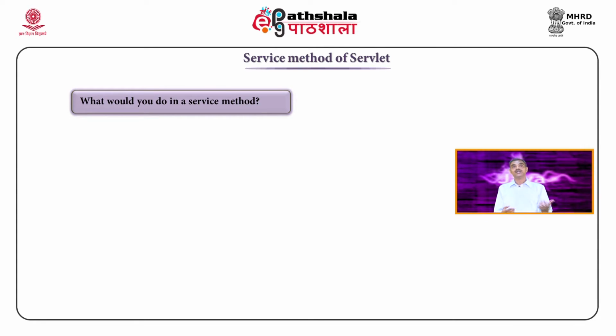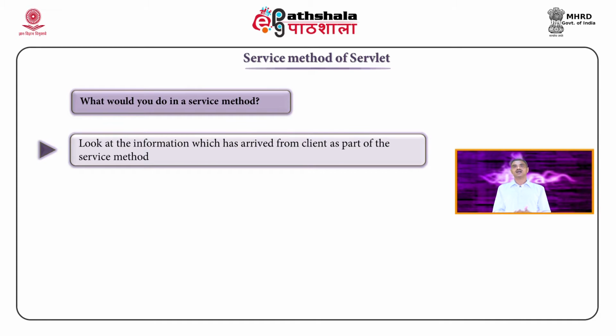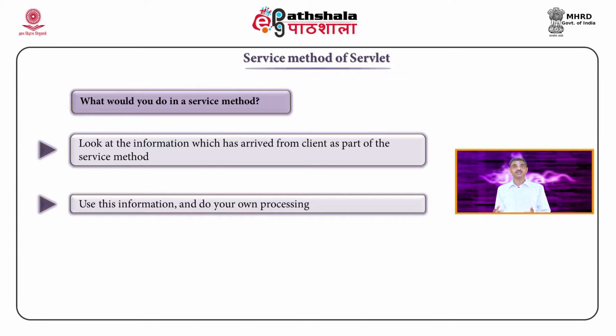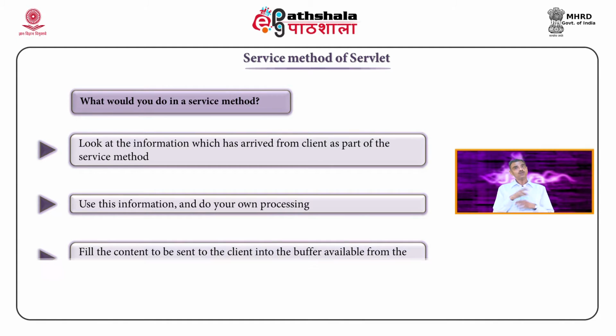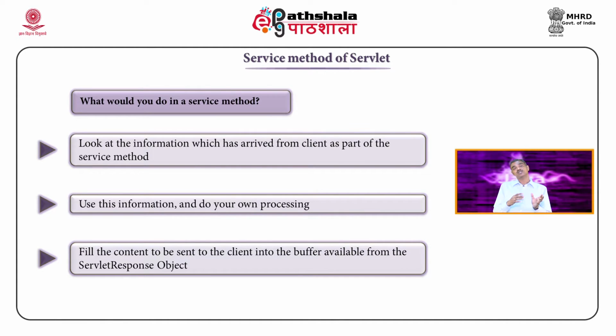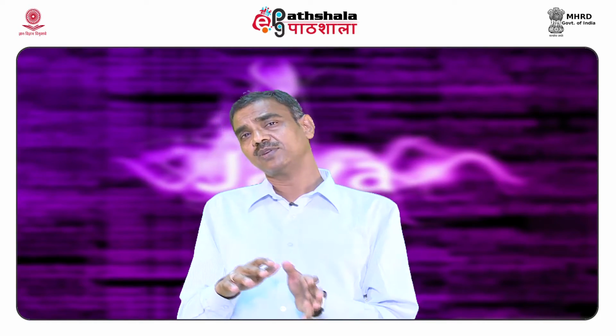You are free to look at the information which has arrived as part of the servlet request, use it, do your own processing on the server side, maybe you access some database, fine. Now it is this servlet which is responsible for deciding what is the content that I would like to send to the client. The whole content which the servlet wants to be sent to the client is then put into the buffer available from the servlet response. How to access the buffer of the servlet response?